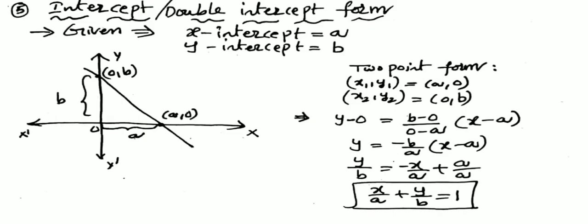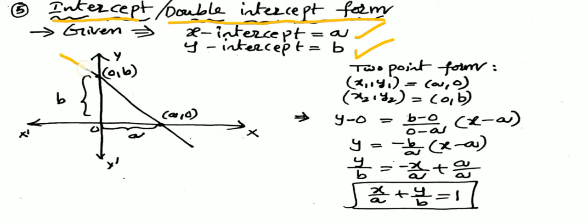Let's see another one, intercept or double intercept form. The name itself gives two intercepts here. The first one is the x-intercept A, the second one is the y-intercept B. Whenever the question says the intercepts are something, A is equal to 2, B is equal to 3, then to find the equation we have to use this formula. I will tell what the formula is. Intercepts A, B they are giving.